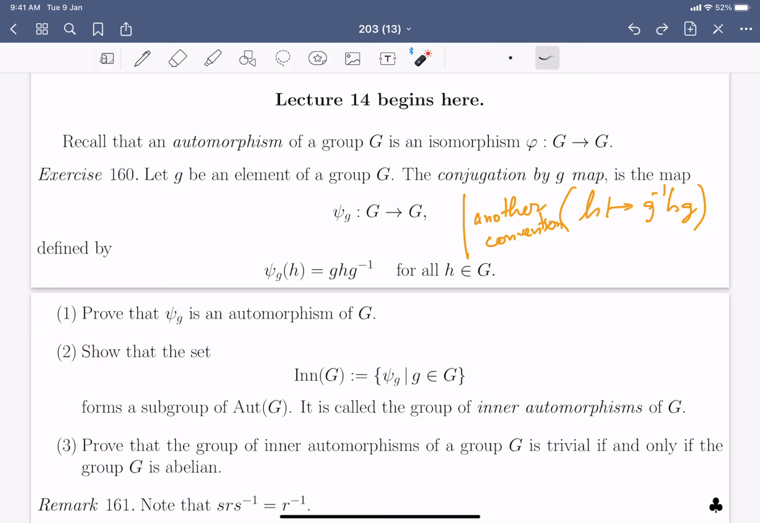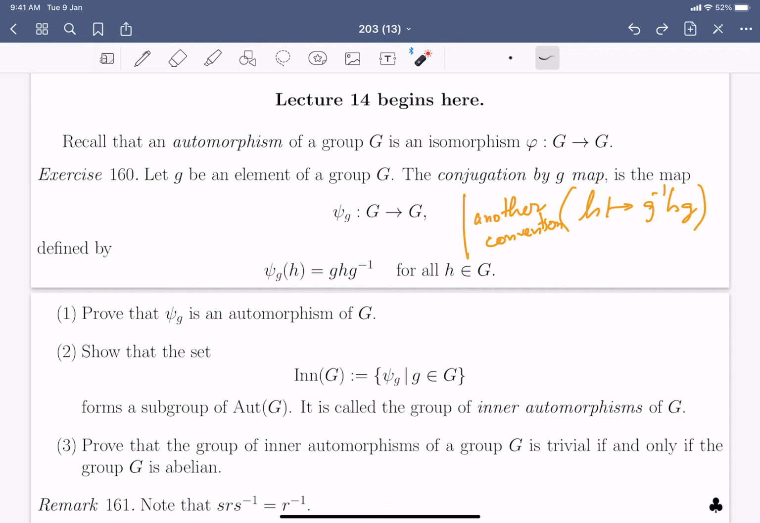So the first exercise says that psi g is an automorphism. Now we collect all these automorphisms psi g as g varies in G. Then this forms a subgroup of Aut G, and this is what you need to prove. This is called the group of inner automorphisms of G.